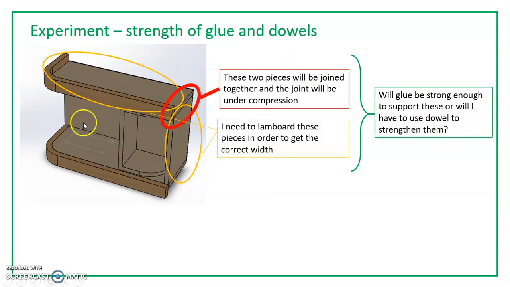Also, where this vertical piece joins with the horizontal piece, a lot of this length is going to be under compression. So there's going to need to be a strong joint there, and I suspect that glue alone won't be able to hold it. But I'm going to test the strength of dowels to see how many dowels I'll need going across there to support that. So they're two of the experiments that I'm carrying out on my project so far.